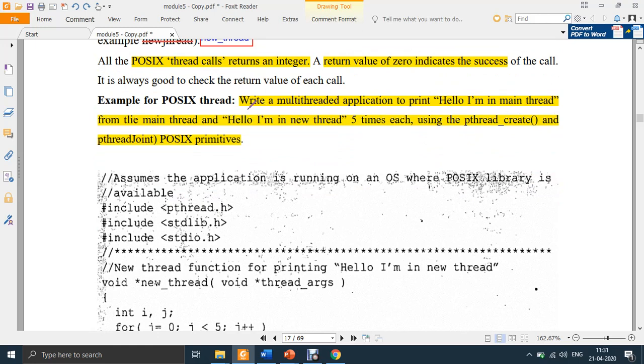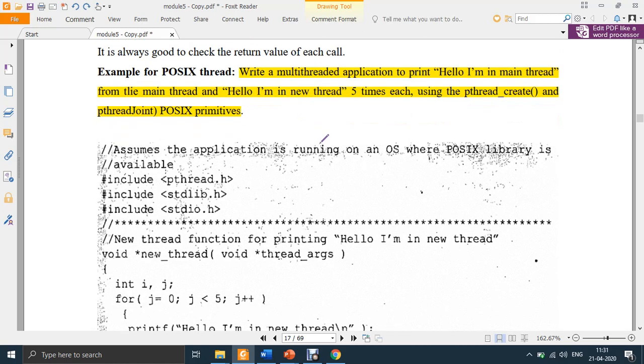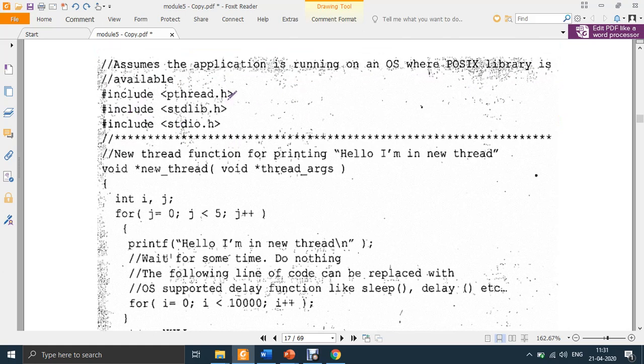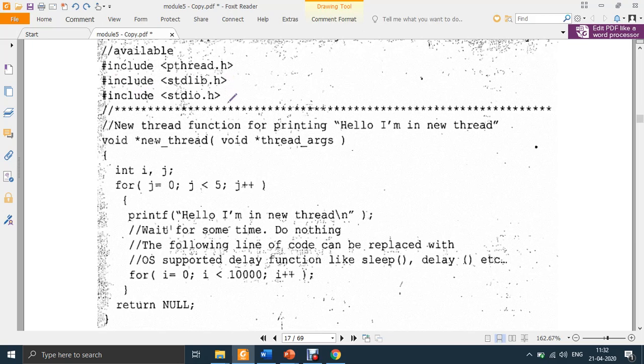Then there is an example. Write a multi-thread application with multiple threads to print "Hello I am in main thread" from the main thread and "Hello I am in new thread" 5 times each, using pthread_create and pthread_join. Okay, so whatever functions we just discussed. What is this? This is the library. It consists of the functions required for creating new threads and joining threads. Fine. Next stdlib and then stdio.h. All these are header files.